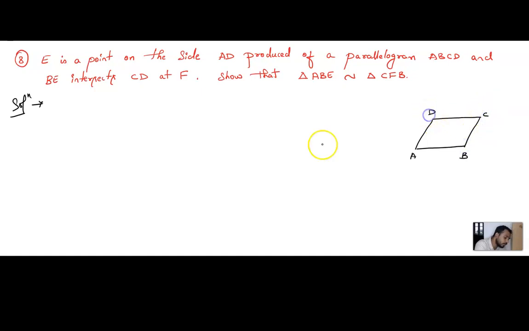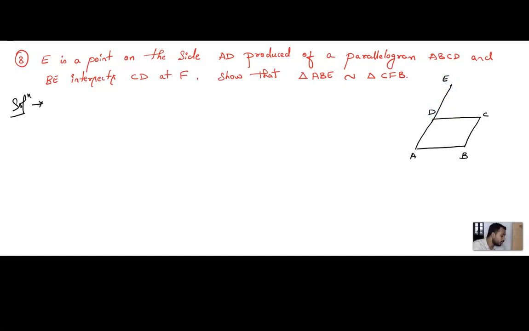CD. ABCD is a parallelogram. And next, what is it? E is a point on the side AD. AD is the side. Extend this. So we have a point E.